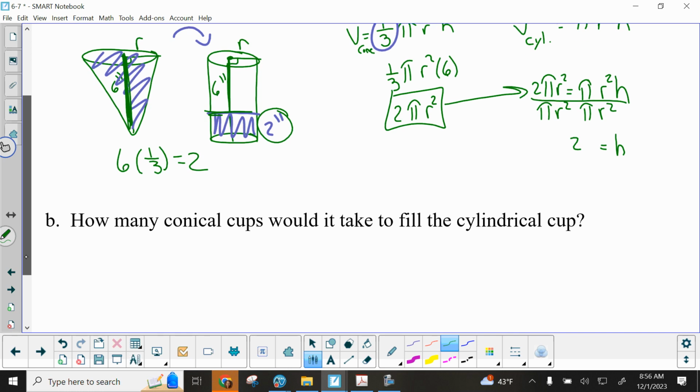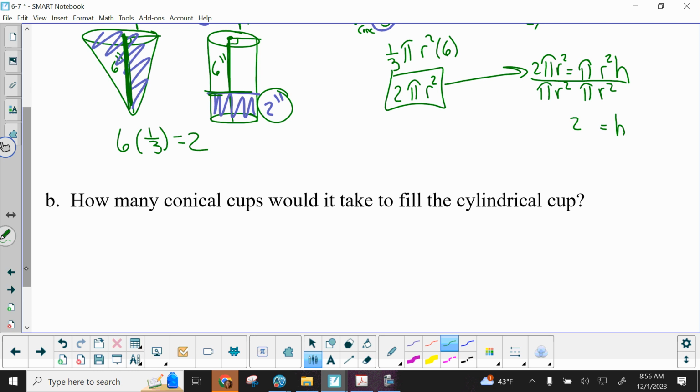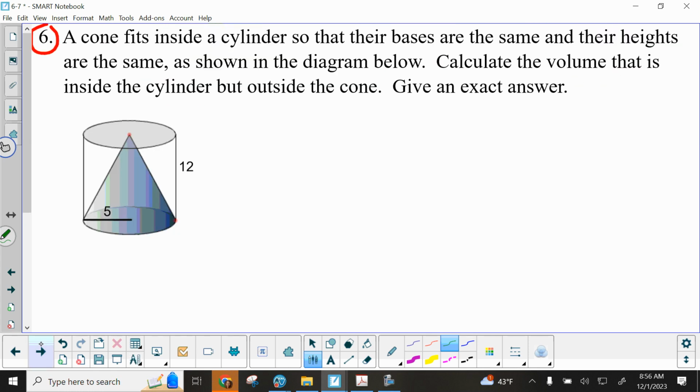So then how many conical cups would it take to fill the cylindrical cup? You should be thinking 3, because the first cup here, the second cup, would do another 2 inches of water, and then the third cup would finish it off. Six.